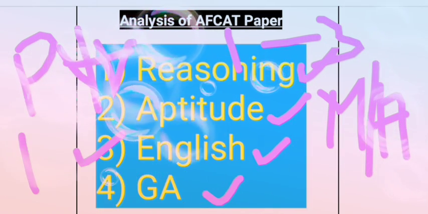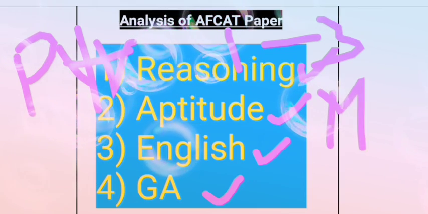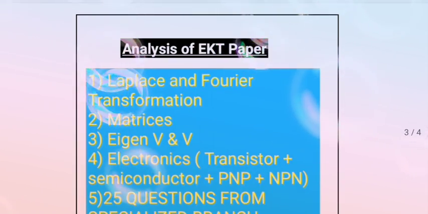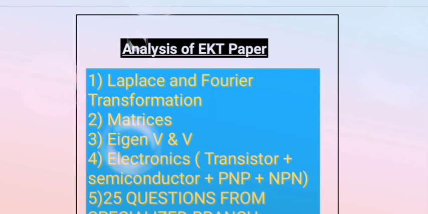Okay. Now overall we say that the AFCAT paper is slightly difficult, day by day and yearly. Okay. Now come to the next, that is EKT. So here the EKT paper at this session is going to be up. Why? Because I don't know, but the EKT paper is difficult in this session. Okay, but it is not that difficult, we say it is moderate.